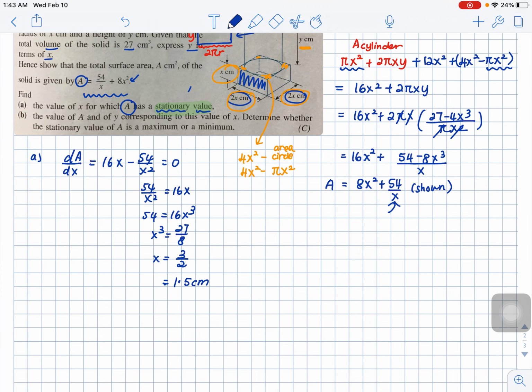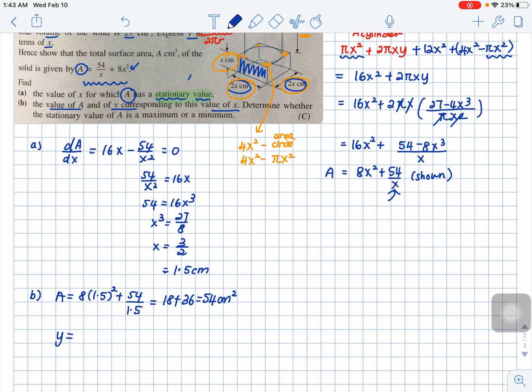In part B, they say find the value of A itself and the y, to this value of the x. So this is just mere substitution. I think you can do it. Substitute into the expression of the A. It's 18 and so that's our area. And what is our y value?